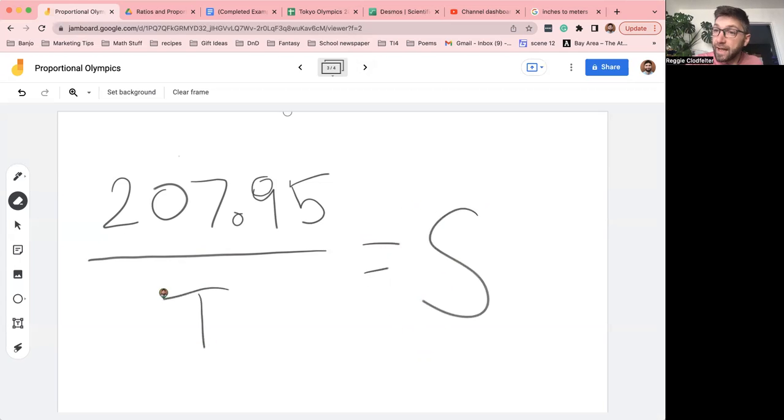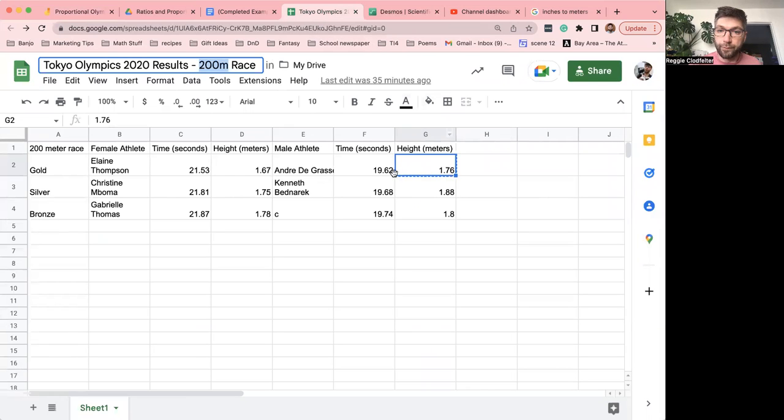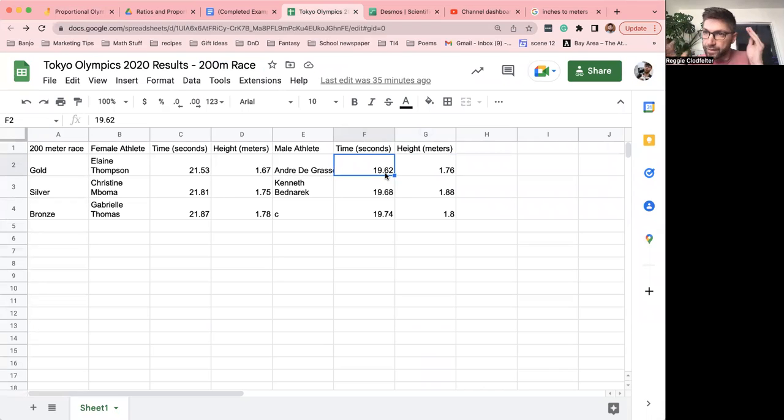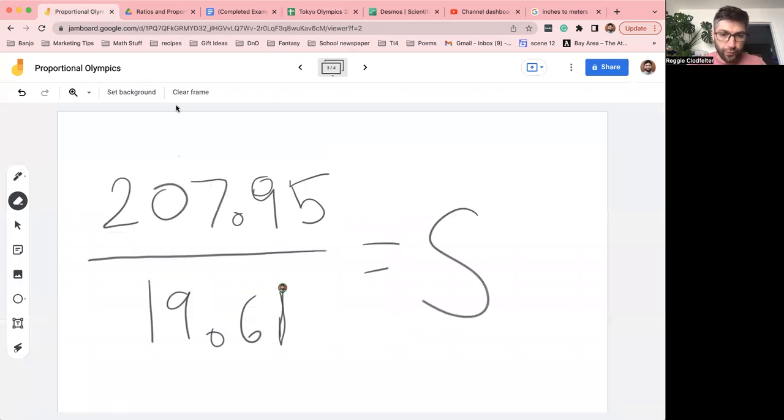The time we're going to use is the time of your fastest competitor. For me, it's 19.62. Then you take 1/100th of a second off, because we're going to beat them by 1/100th of a second. So for me, that's 19.61. You take your proportional distance and divide it by that time, so I have 207.95 divided by 19.61, and that gives me the speed.